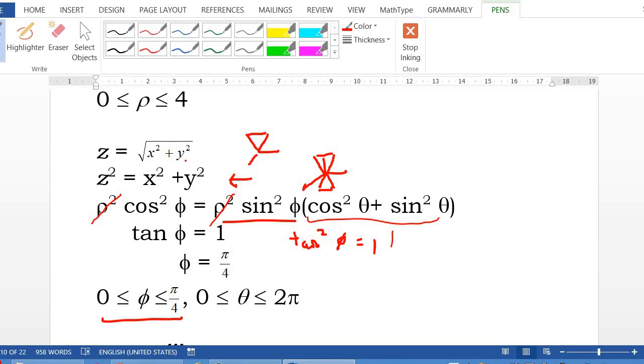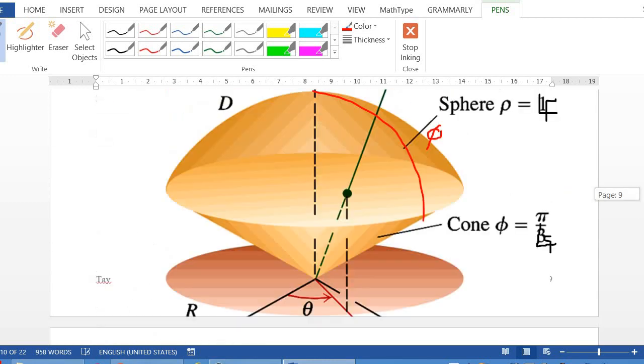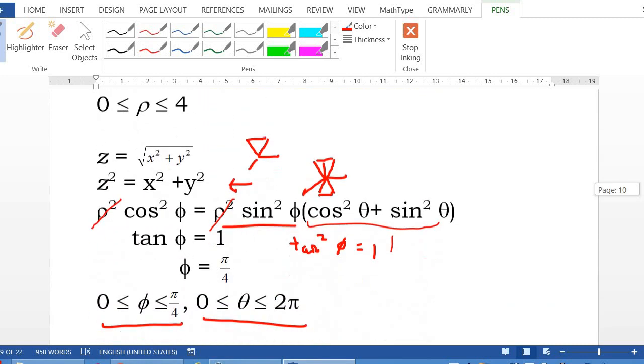How do you get theta from 0 to 2 pi? Because the projection of the cone is a circle, and since this is a full cone, the projection is a full circle. That's why theta is 0 to 2 pi.